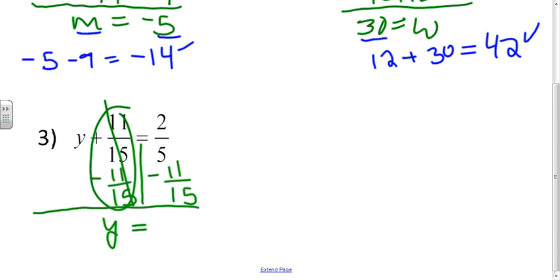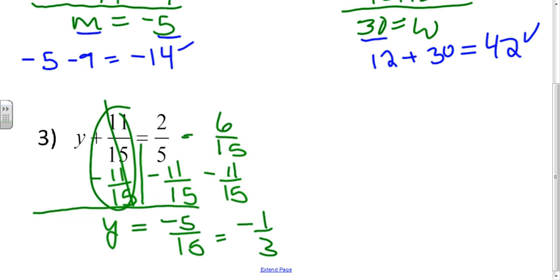2/5 minus 11/15. I need to change this so we have a common denominator. So I get 6/15 minus 11/15. 6 minus 11 is negative 5 over 15. That could be reduced to negative 1 over 3. So y is equal to negative 1 over 3.